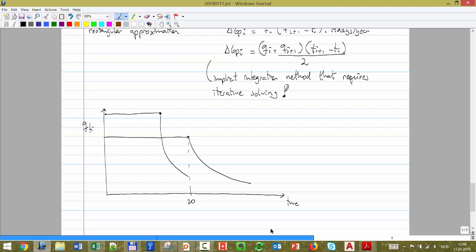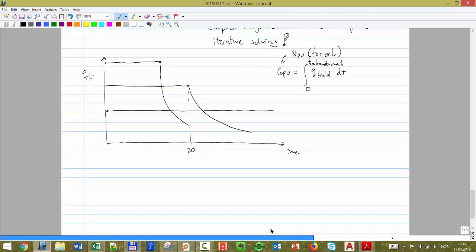Now, there is the amount we call GPU. Remember what GPU was? GPU was the ultimate cumulative production of gas, because G stands for gas. If it was an oil field, we would use NPU for oil. So GPU is the integral of this rate of the field from 0 to the abandonment time. And what if we use a lower plateau? The same thing gives you a longer plateau period and maybe a longer decline. So one observation is that the higher the plateau rate, the shorter the plateau.